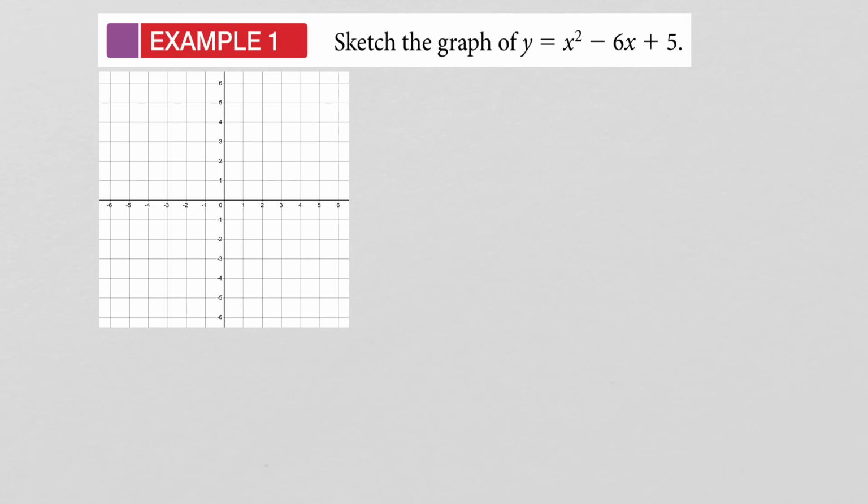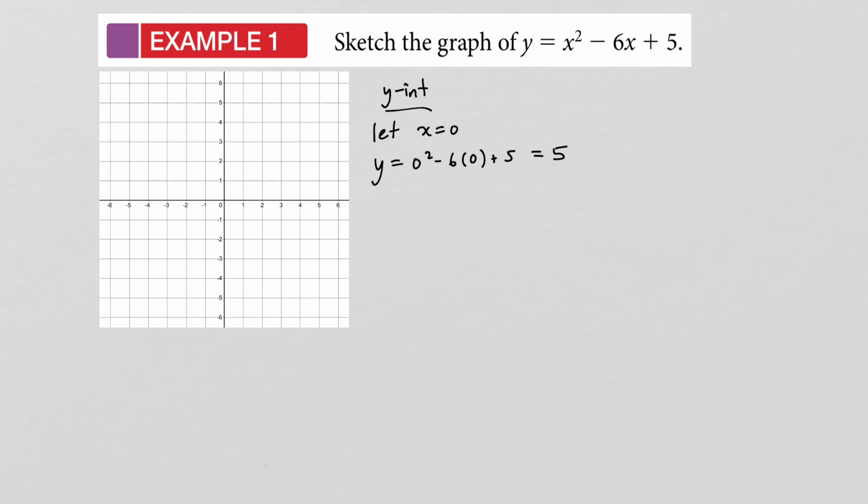So in the first example, we want to sketch the graph of the parabola y equals x squared minus 6x plus 5. So first, let's go ahead and find the y-intercept. Now you don't have to memorize this. To find the y-intercept, you simply let x equal 0. And if we plug in 0 into the equation here, we get 0 squared minus 6 times 0 plus 5, which is equal to 5. So again, the y-intercept is always just the number on the end here.